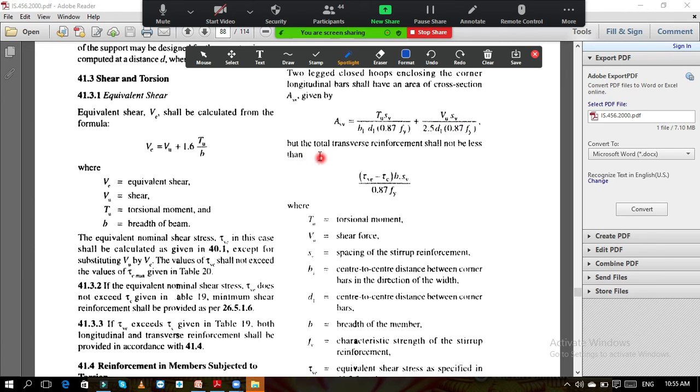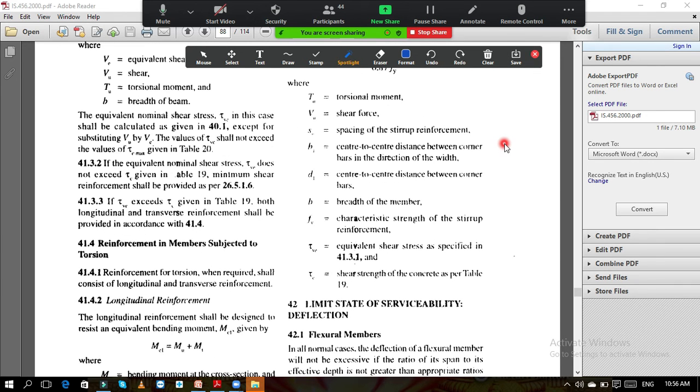But the total transverse reinforcement, the formula next to that, shall not be less than this formula. This is also what I have given you just now: (tau Ve minus tau C) B into SV divided by 0.87 Fy. And if you come below, they have given the meaning of each and every term.